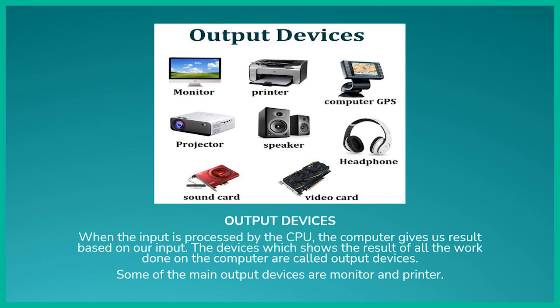Output devices. When the input is processed by the CPU, the computer gives us a result based on our input. The devices which show the result of all the work done on the computer are called output devices. Some of the main output devices are monitor and printer.